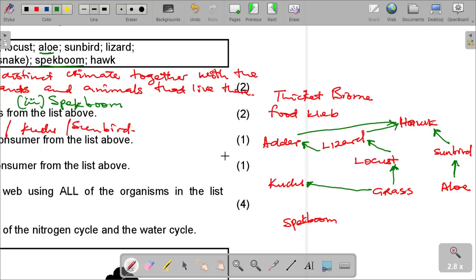And then we have got this one, the spekboom. The spekboom can also be taken by what? By the kudu. This one can also be eaten by the kudu. That is very correct. And then the kudu can also eat the spekboom, and the spekboom can also be eaten by the locust there. And then what else is left? The relationships that can happen there.